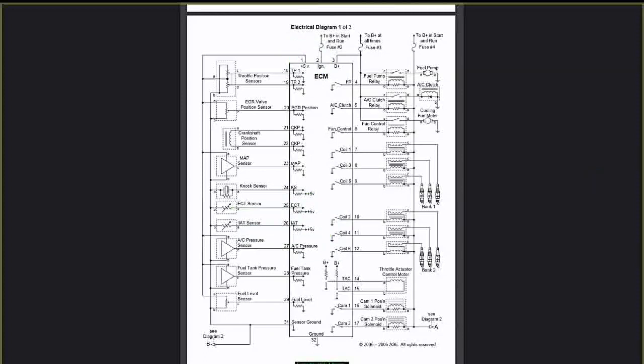The next one, the AC pressure sensor, pin 27, is used by the ECM to control the AC compressor clutch. The voltage from that sensor ranges from 0.2 volts to 4.5 volts, depending on the pressure. That's pin 27, as you can see right here. The next one is pin 28, which is your fuel tank pressure sensor. That senses vapor pressure or vacuum in the EVAP system for testing. That's that pin. It's coming off the fuel tank pressure sensor into pin 28.